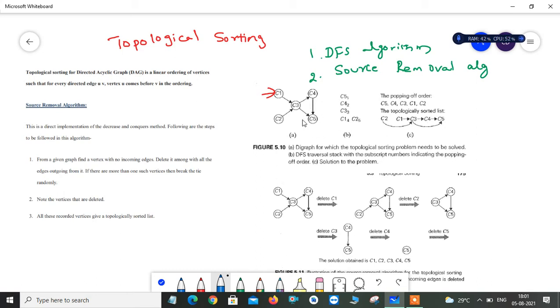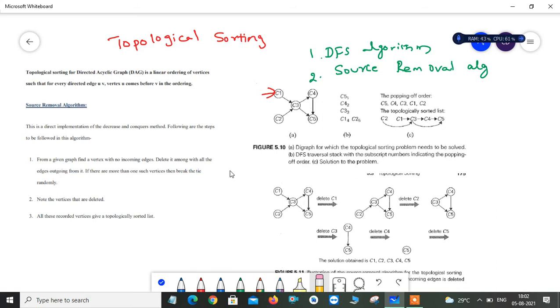Now, topological sorting for any directed acyclic graph is a linear ordering of vertices. Nothing but you can arrange all your vertices in some order such that for every directed edge, a directed edge is like this, an edge which has some direction, either incoming or outgoing. This edge is connected to vertices u and v. Always remember u comes first before v. So in your ordering, vertex u comes before v. That is said to be a topological sorting.